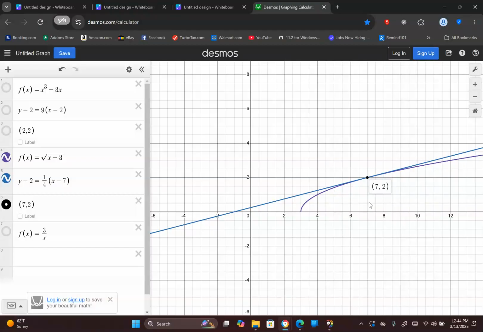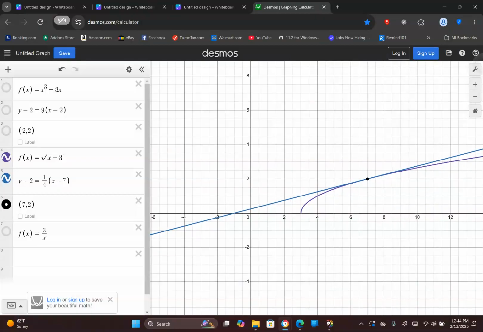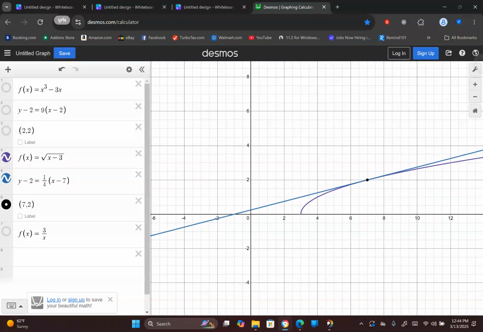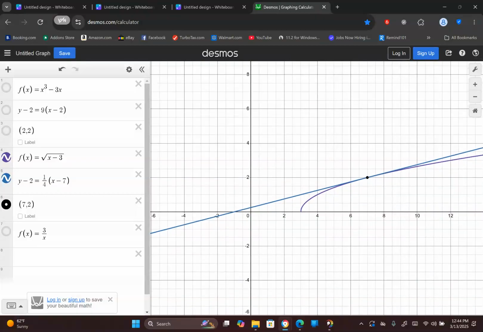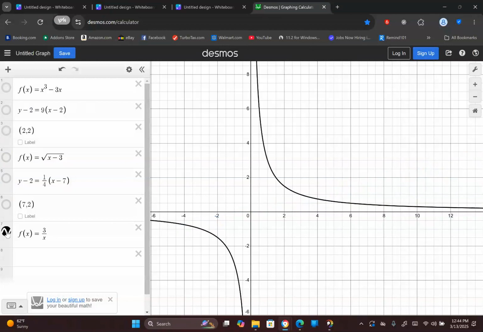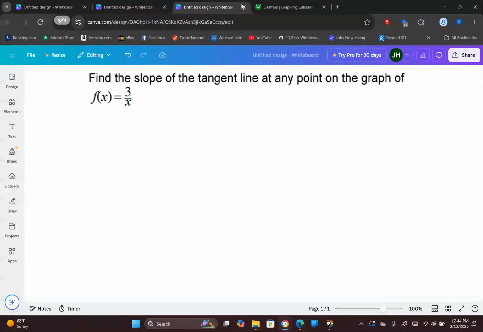This is something you need to be able to do for calculus classes. You've got to be able to find, number one, the derivative, the formula for the slope of a tangent line at any point. Then you've got to be able to find the slope at any point and write the tangent line. We're going to do one more graph here today, and it's 3 over x. Okay? 3 over x. What we're going to do is use a different formula this time.